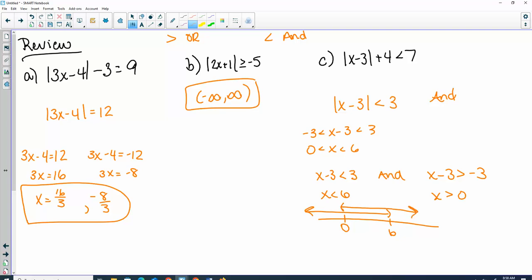If it's an and, you are taking the overlap. What got shaded by both of them? Everything from 0 to 6, which if you've done it this way, you see as well. X is just between 0 and 6. How do you know if you need parentheses or brackets? If it's or equal to. Right. If it has an equal to, that's a bracket. Otherwise, it's parentheses.